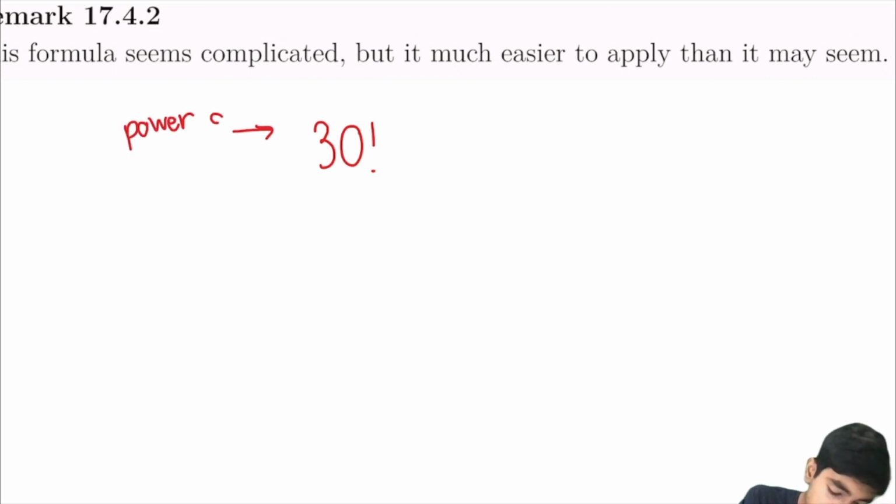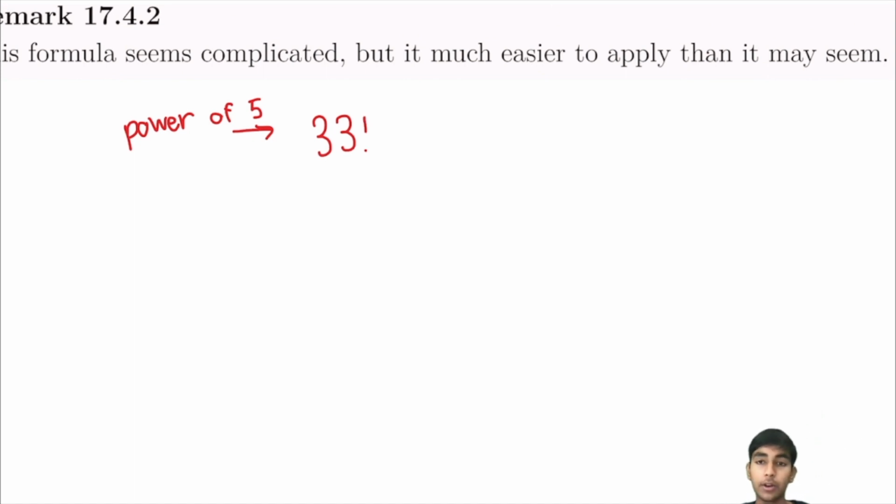How would you do that? One way is to expand it out and do a lot of ugly calculations, but here's a cool little trick you can use. So the key thing here is you just do, let's say it's instead 33 factorial. So let's say we're asked to find the power of 5 in 33 factorial.